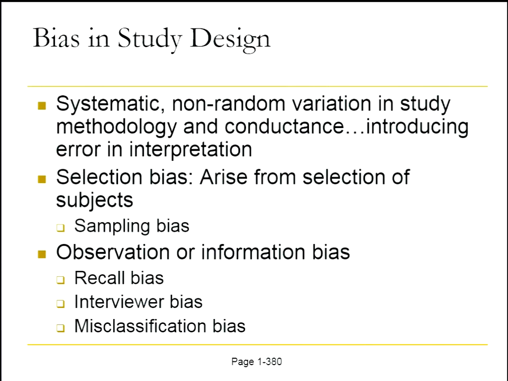Bias and confounding are somewhat related. Bias is the systematic, non-random variance in study methodology and conductance that introduces error in interpretation.